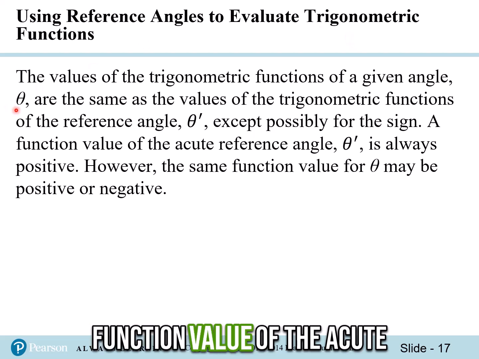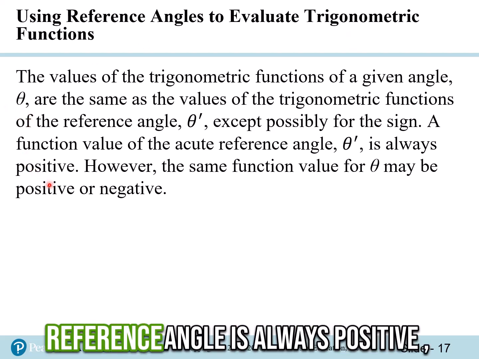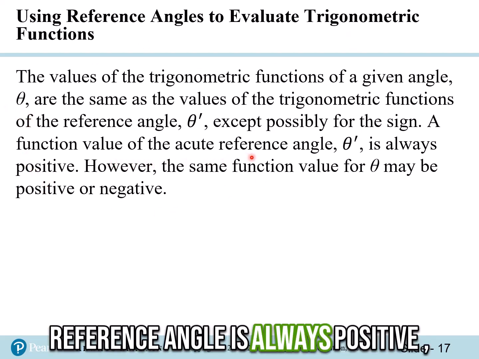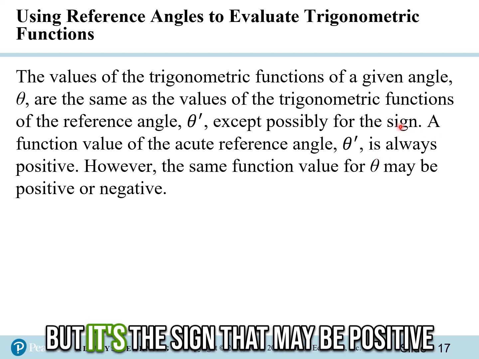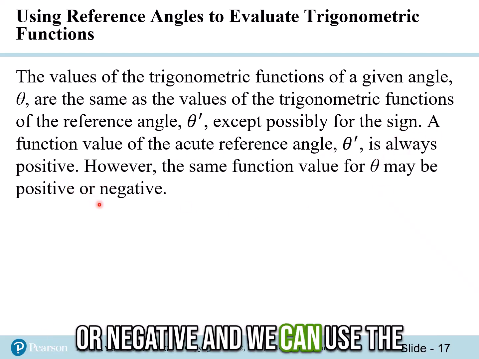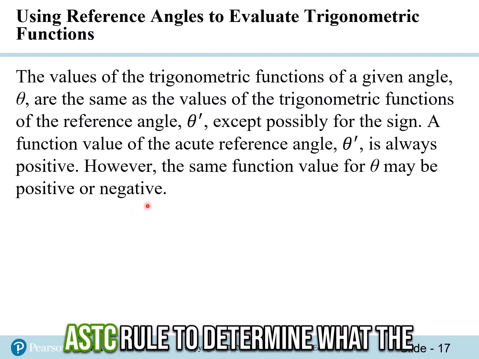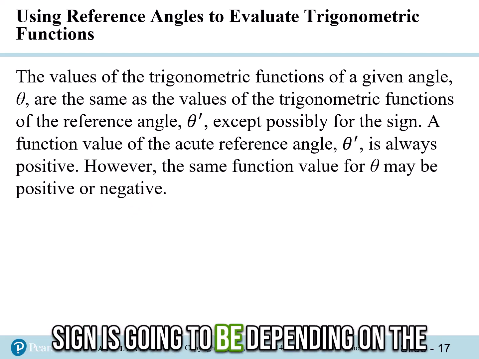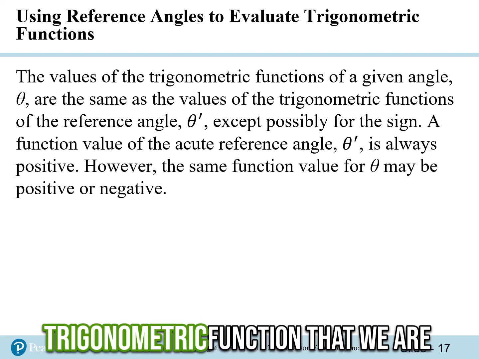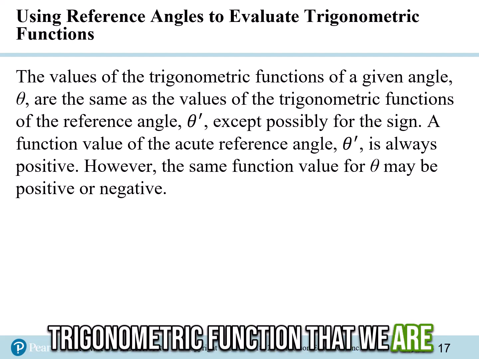So a function value of the acute reference angle is always positive, but it's the sign that may be positive or negative, and we can use the ASTC rule to determine what the sign is going to be depending on the trigonometric function that we are finding.